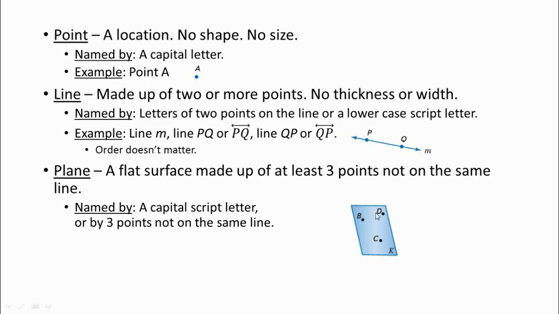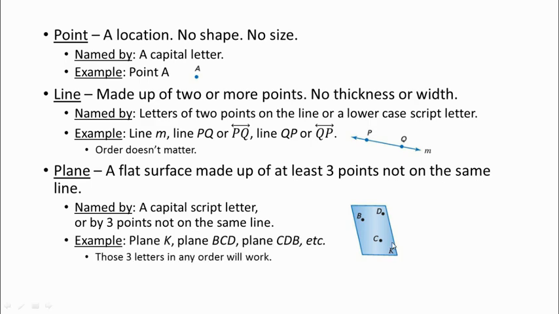So in this example, you have a rhombus here, I guess, and then you have these 3 points somewhere in the plane. They're not on the same line, and you could call it BCD, DBC, CDB, or you could call it plane K because this K here is meant to denote the plane. It's not by a point. You see there's no dot by it. All right. So once again, order doesn't matter just as long as you're using three non-connected points.